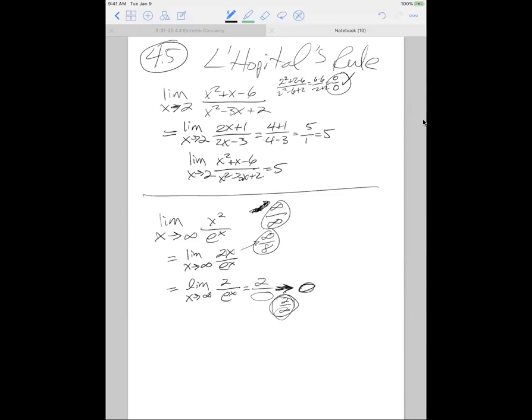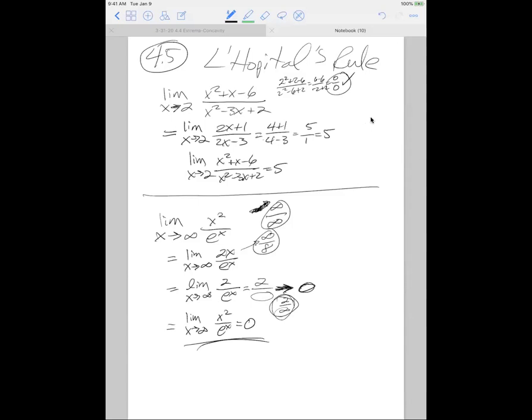So going back to the original question, the limit as x goes to infinity of x squared over e to the x is equal to 0. Another problem, and we'll hit another one in just a little bit.